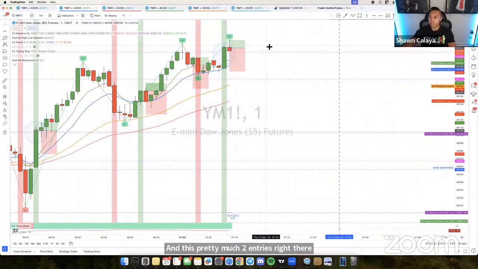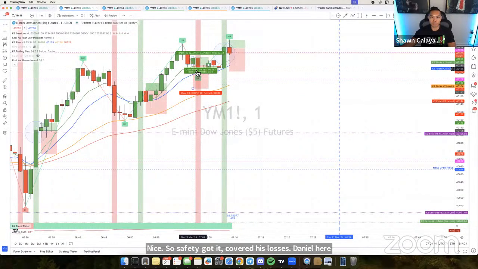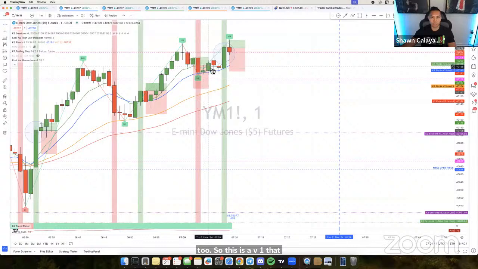Nice. So Sadie got it, recovered his losses. Daniel over here caught it as well. He just passed 3 more 150K accounts. Nice for Daniel. And there's also a V1 variation right here too. So this is a V1 that Vince took. Double body rejection, pending buy signal. He entered down here.